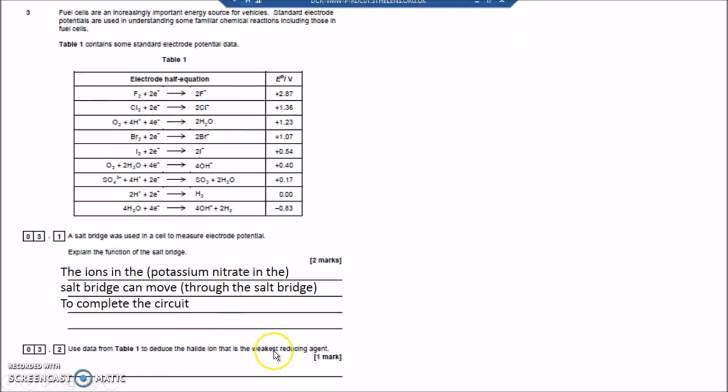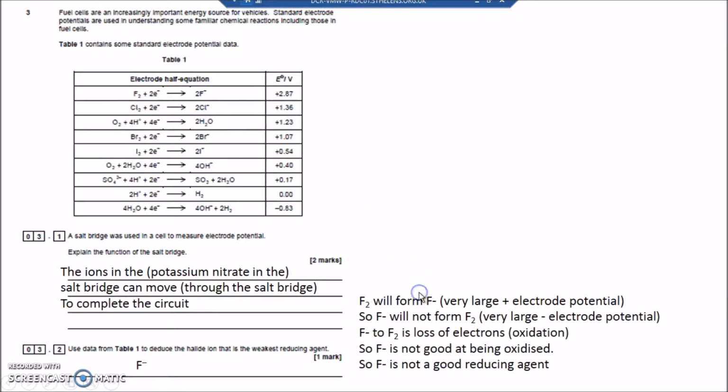So let's consider a reducing agent. A reducing agent reduces something else, causes something else to be reduced, and in the process it is oxidized. So your answer is F minus, because it really doesn't want to be oxidized. It doesn't want to reduce something else and become oxidized itself. It wants to be reduced. It wants to move to the right hand side. So your answer is F minus.